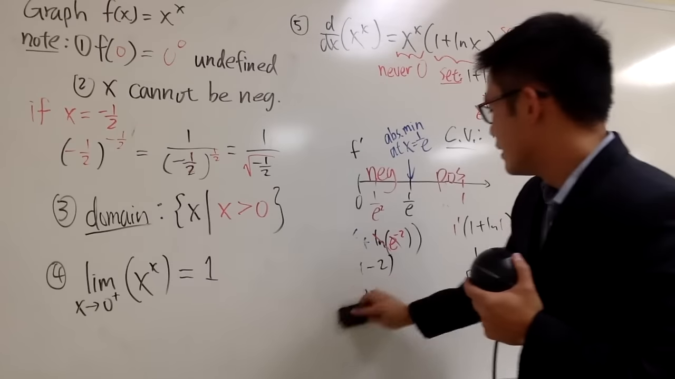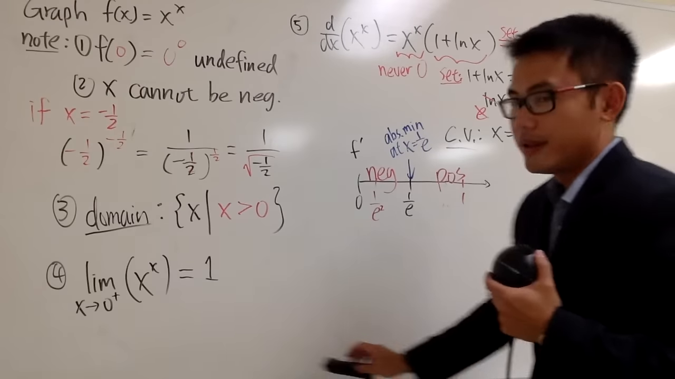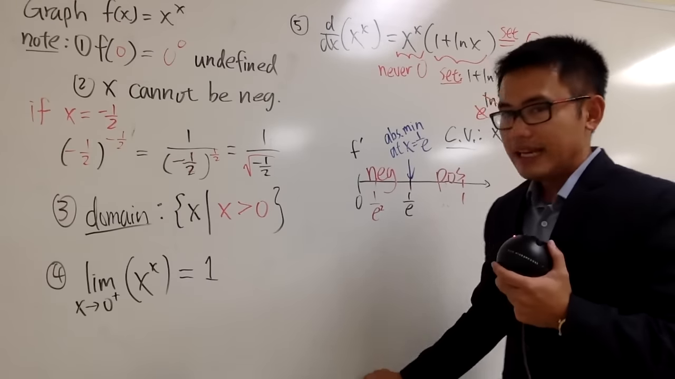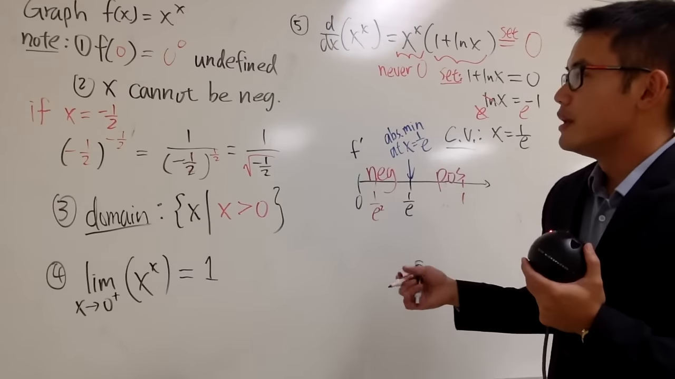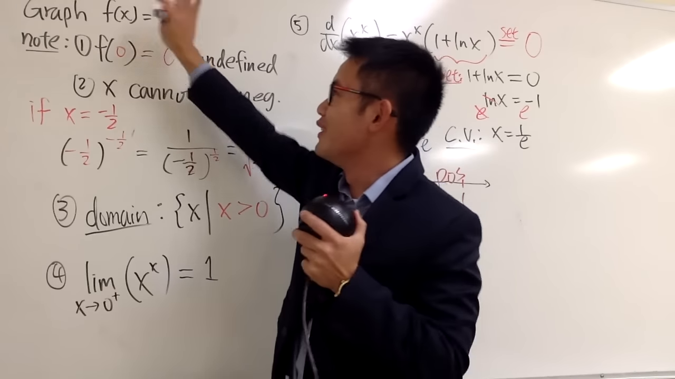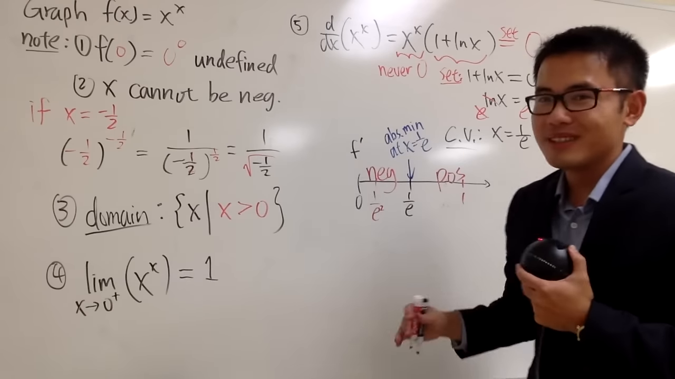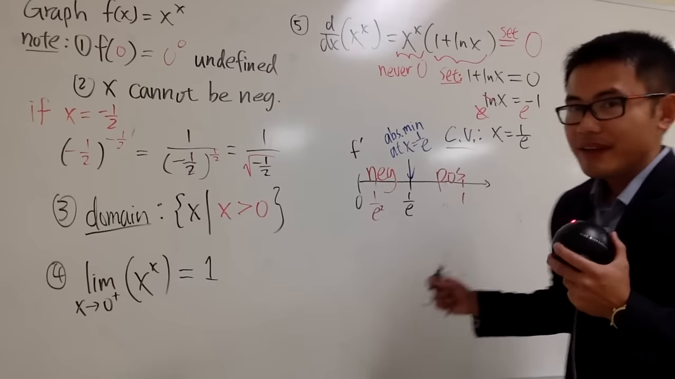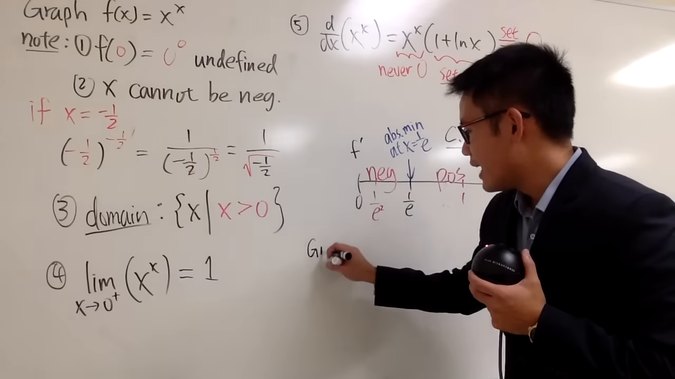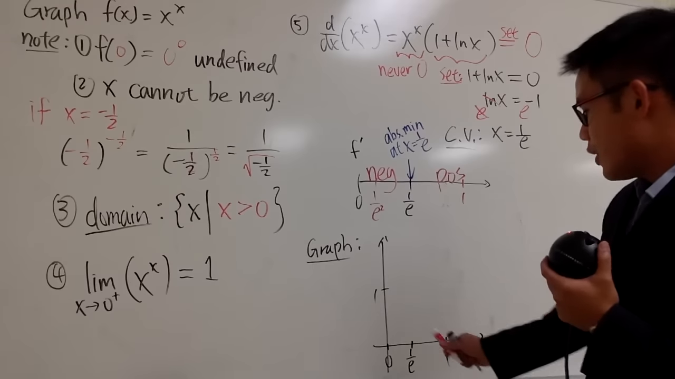And now I'm going to erase here. I'll show you guys the final graph. So these are the ideas that we need. And of course, it's easy to see when x is approaching infinity, the function is, of course, going to infinity. Infinity to the infinity power, that's a lot, right? OK, and finally, we can talk about the graph. And of course, we'll use all the information that we have.